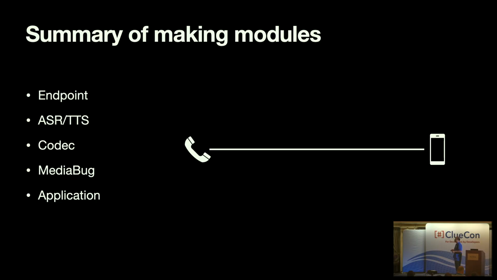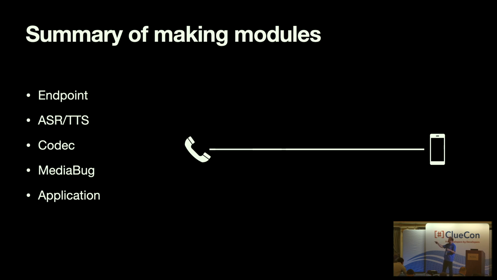Okay, so a summary of making modules. A lot of people ask about making modules with FreeSWITCH, right? So how can I get the audio out from FreeSWITCH? Basically, there are different methods. You can write an endpoint module like SIP or WebRTC, or you can use an ASR TTS module. They can access media, and you can actually write a codec like what I did in mod PS. And actually, you can do a media bug on a call.